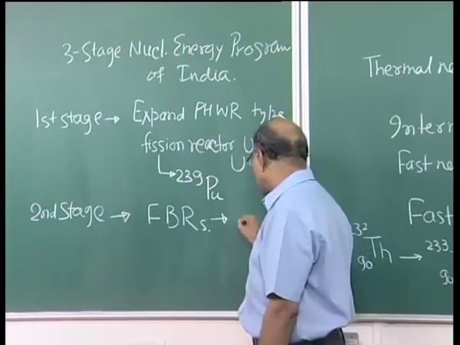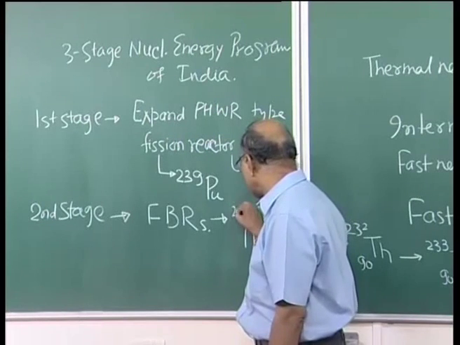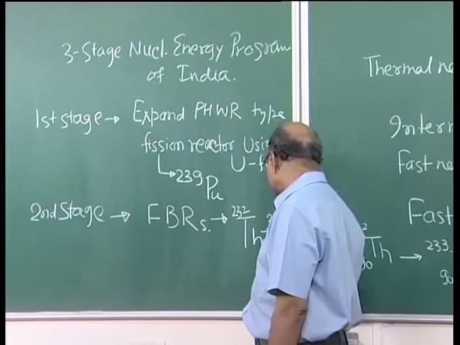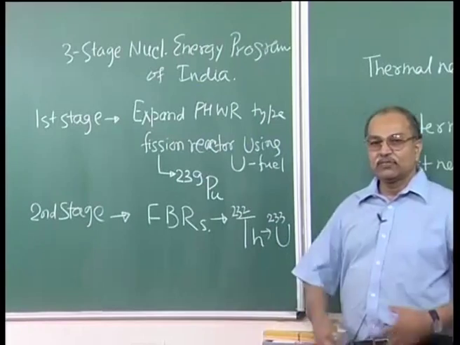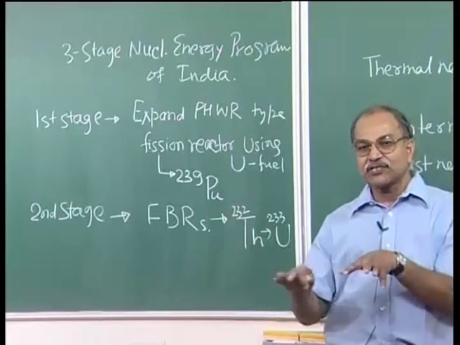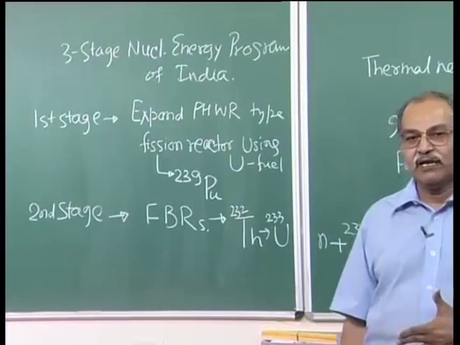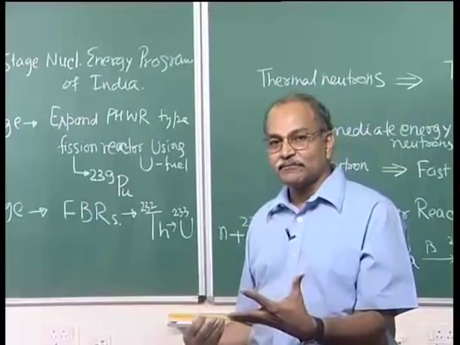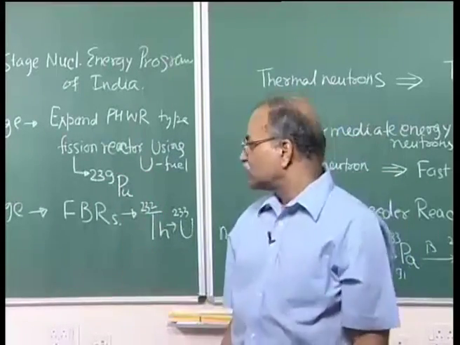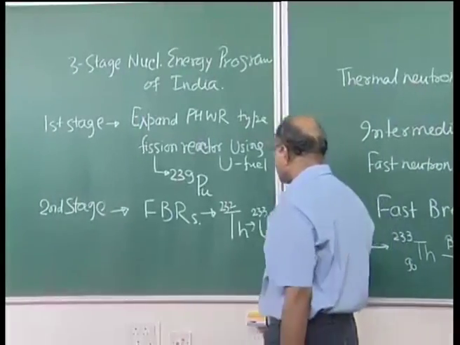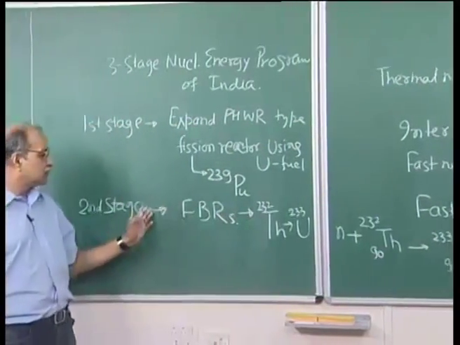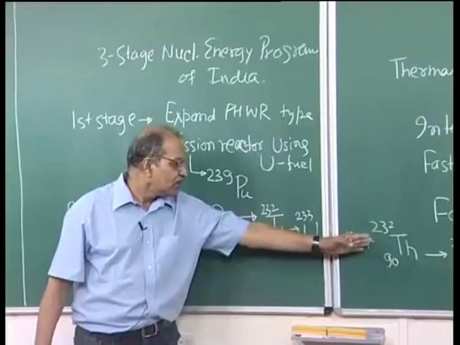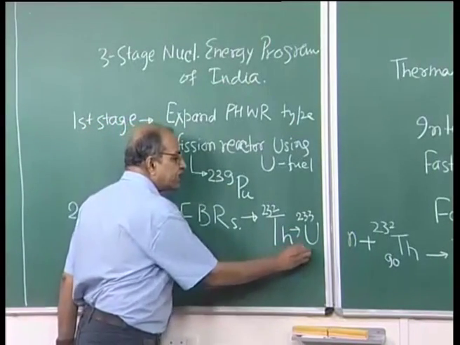In these FBRs, thorium-232 will be irradiated, and that will give us uranium-233. So, once those fast breeder reactors are in place with plutonium-239 as fuel, in those fast breeder reactors we can breed uranium-233. We can put our thorium material there, not fuel, and irradiate it with these neutrons, breed that, and then using this reaction we can get this fissile material, uranium-233.